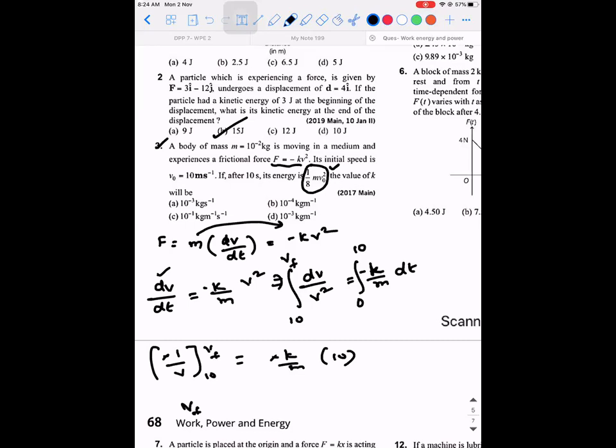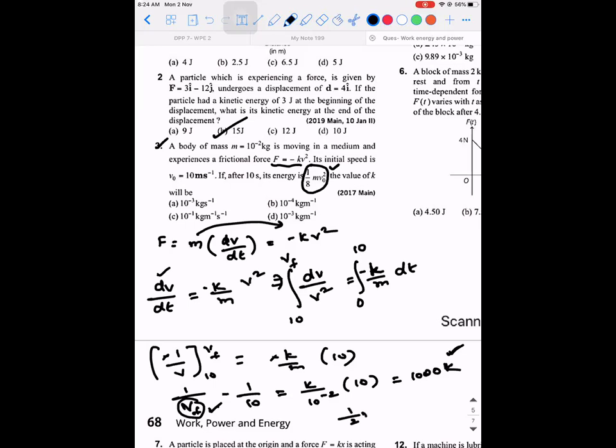So 1 by vf minus 1 by 10 is equal to, what is the value of k, guys? k is what you need to find. k divided by m, and k by m is 10 power minus 2 into this 10. So you will get 1000 k. Correct? I'm repeating it: here, vf is dependent on k. So find the value of vf.